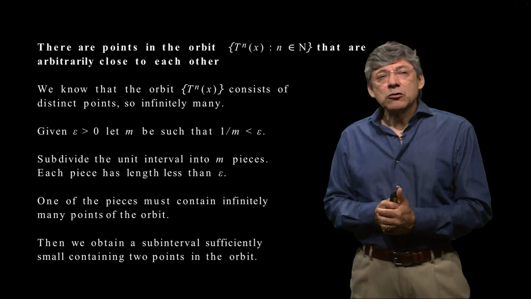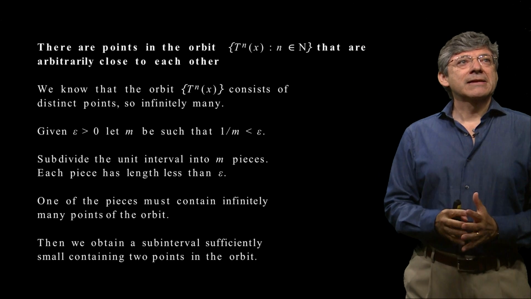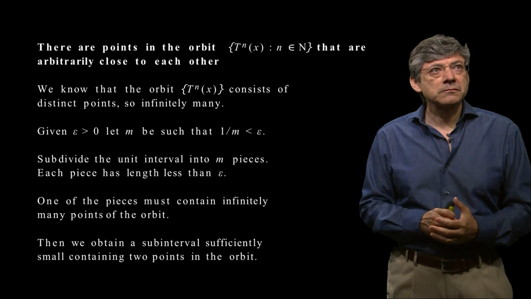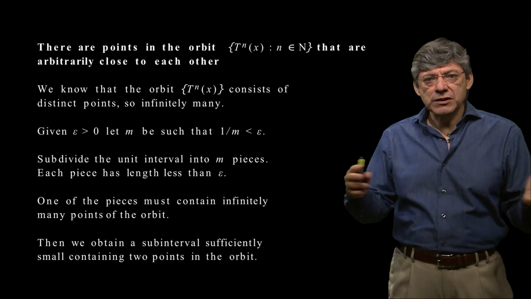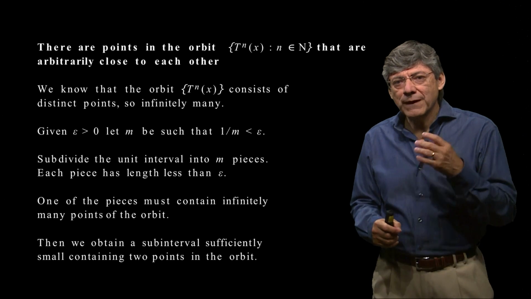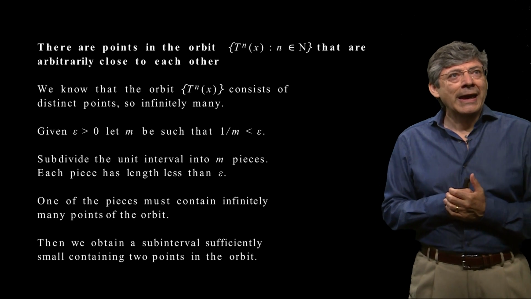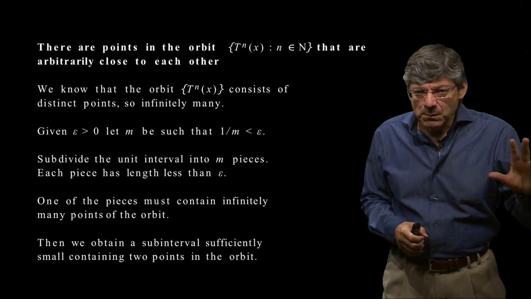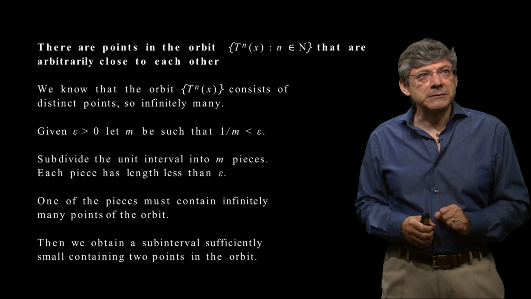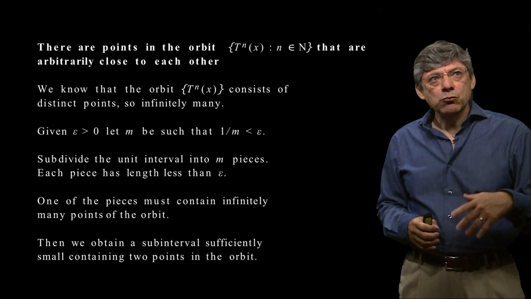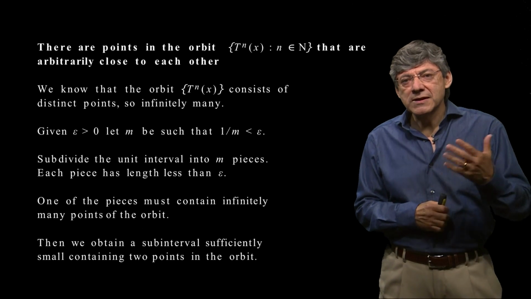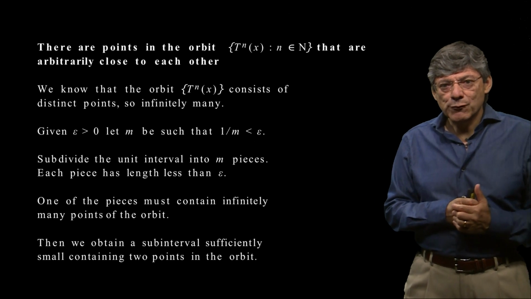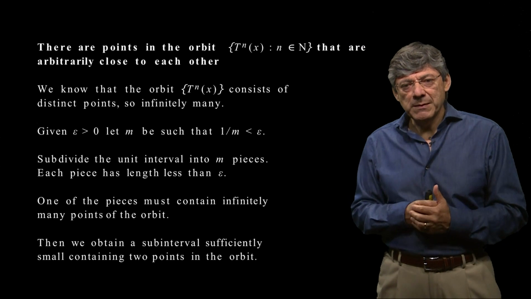So now for the second part. The second part says that there are points in the orbit arbitrarily close to each other. Now we already know that it consists of distinct points, therefore it consists of infinitely many points. Give yourself an epsilon. We think of epsilon as a very small positive number. Choose an integer m such that 1 over m is less than epsilon. So this is a basic property, sometimes called the Archimedean property of the real numbers.